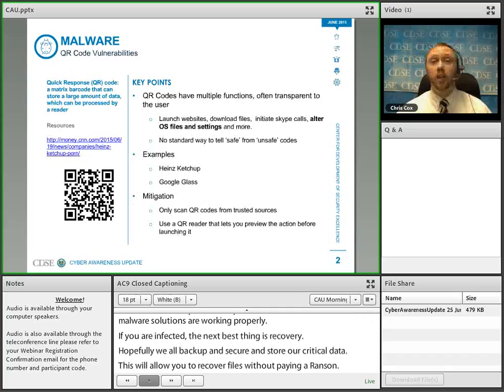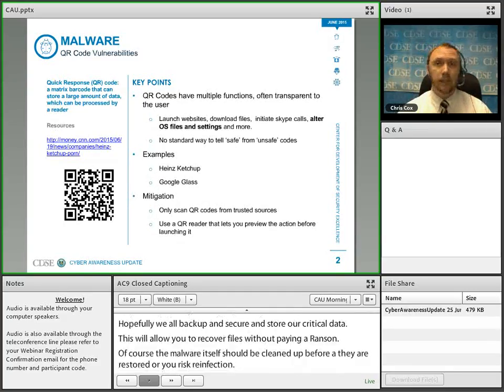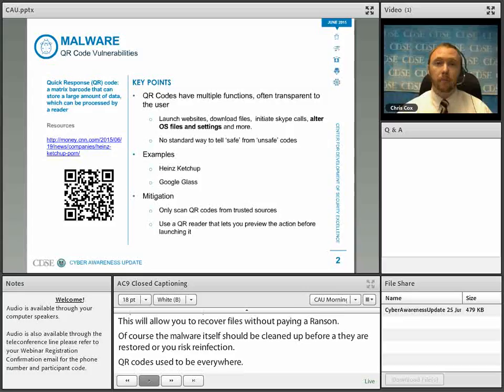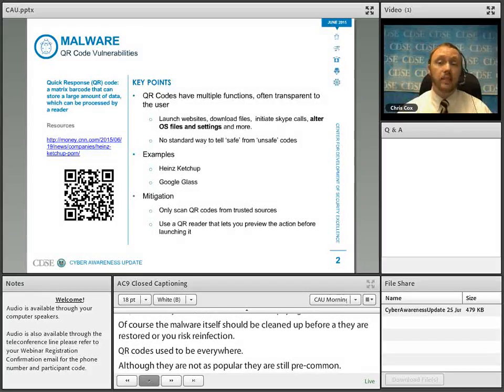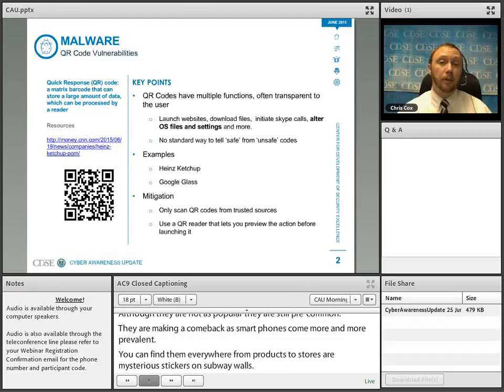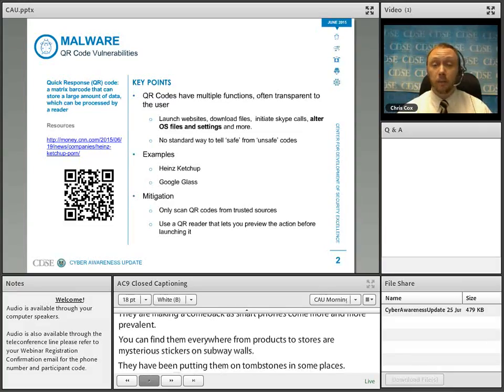Now, QR codes used to be everywhere. Although they're not as popular anymore, they're still pretty common, and they're making a comeback as smartphones become more and more prevalent. You can find them everywhere, from products to stores or mysterious stickers on subway walls. They're even putting them on tombstones now in some places. They were originally designed for use in the Japanese auto industry and eventually became popular for other applications as well, because they're fast and they can store a lot of information. But that also introduces the risk.